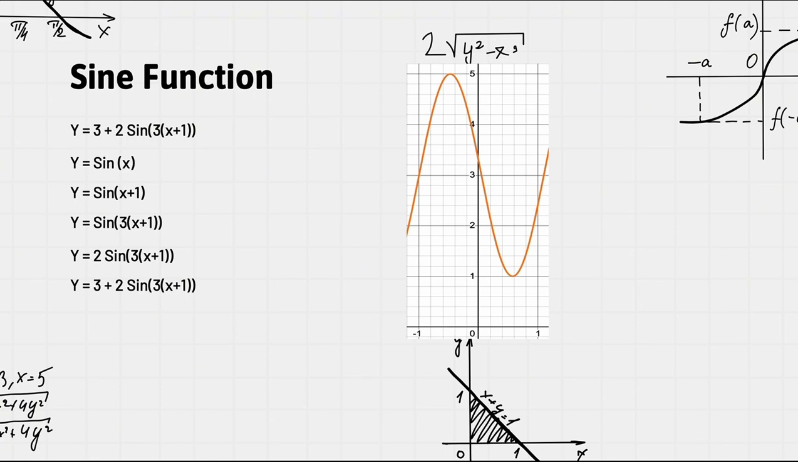So the graph looks like it's changed a lot. Instead of being from 1 to -1 like it was before, it's now 5 to 1 with an amplitude of 3, and instead of having that 2 pi period, it has a period of 2 pi over 3, which we can see right down here.